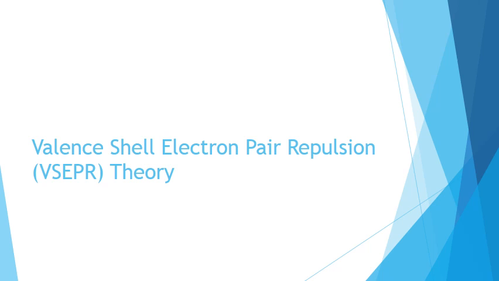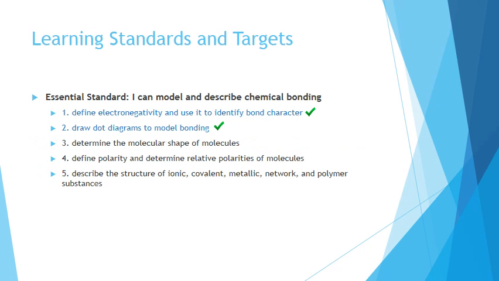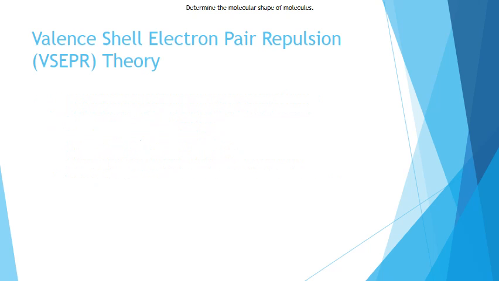Our next lesson in the Bonding and Intermolecular Forces unit is on the valence shell electron pair repulsion theory, also known as the VSEPR theory, as you can see abbreviated here. The learning target that we'll start working on here is learning target number 3 in our essential standard for this unit. We want to be able to use this theory to determine the molecular shape of molecules. Now this particular video will not look at any particular shapes, just the theory behind how we will then use it to determine what those shapes are.